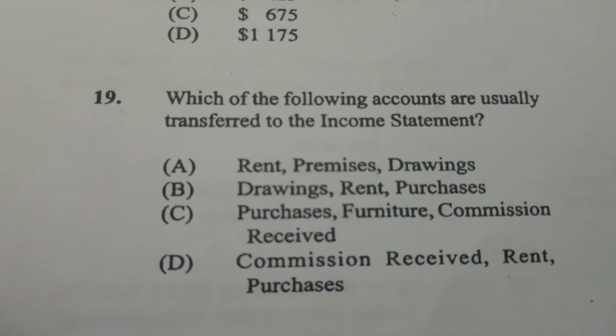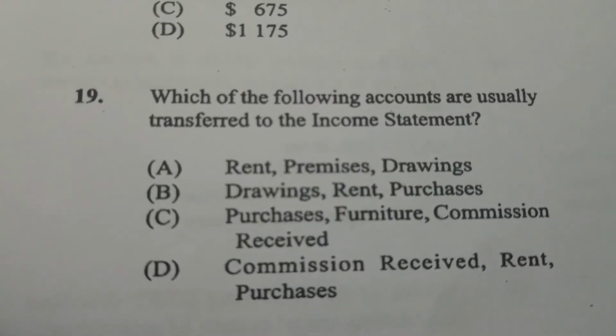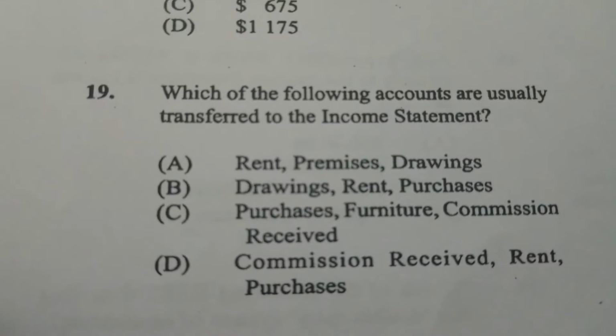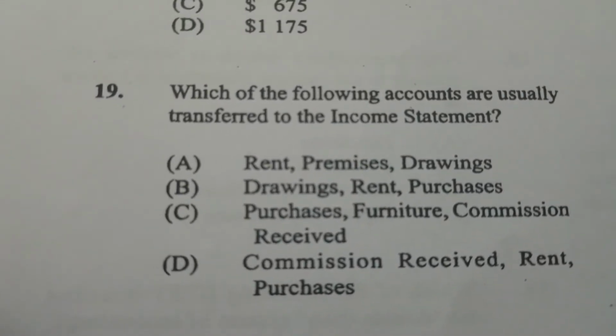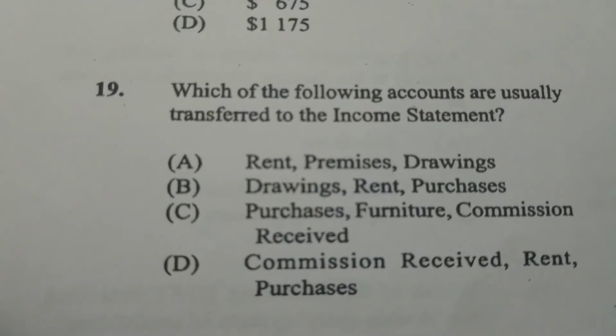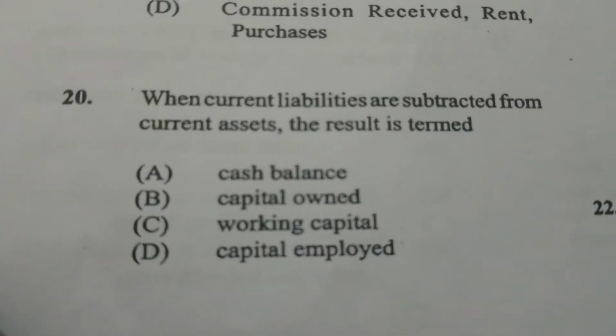Item 19 says that which of the following accounts are usually transferred to the income statement? Our answer is D, commission received, rent, and purchases.